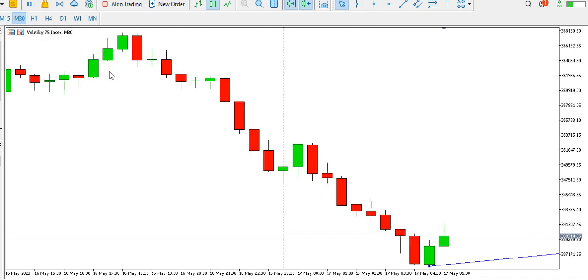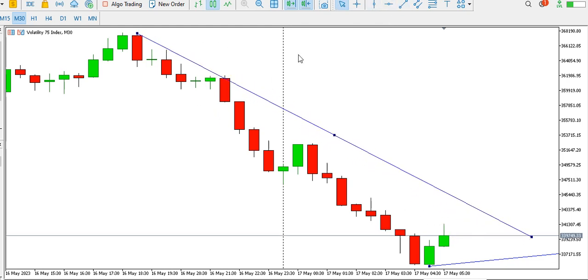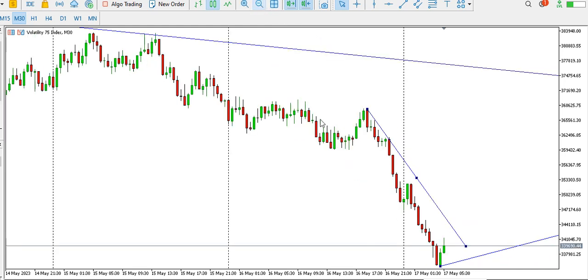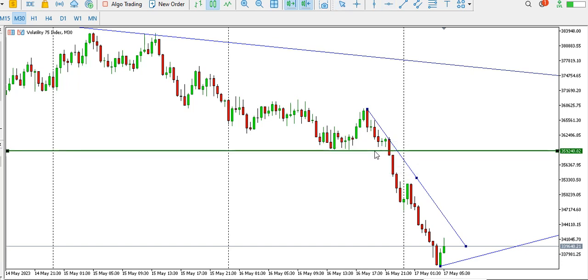On the 30 minutes time frame, what do we have here? You can see the bears are very much active, and you can see a break of this particular structure here, where the bears just swept all stop losses, all buyer stop losses, swept it around here, and price continued to go down.